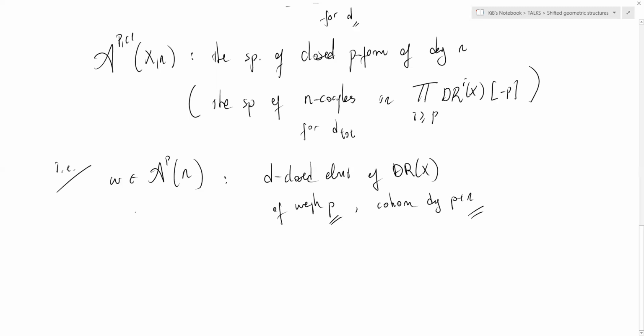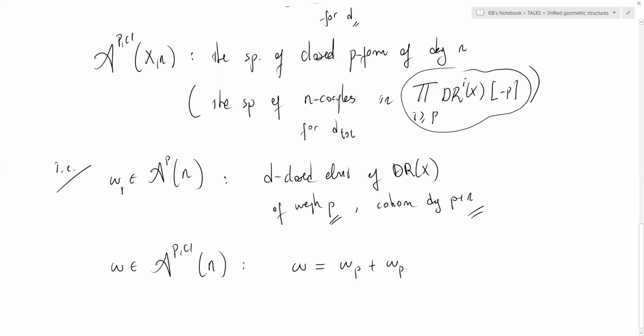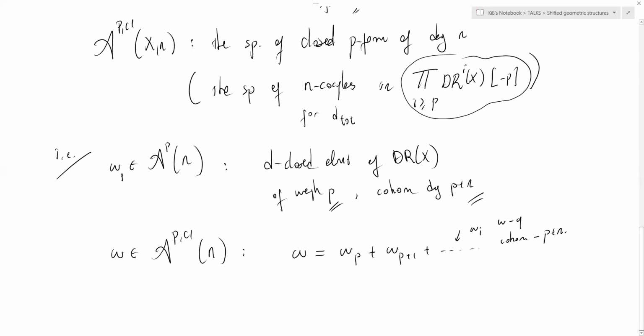If you have omega from the closed p-forms of degree n, it means that this is a cocycle in this product, right? Therefore, this omega is like a formal power series: omega_p, omega_{p+1}, and it goes like that. This is a typical element. And any arbitrary element here, for instance omega_i inside, has weight q, but cohomological degree still p plus n.